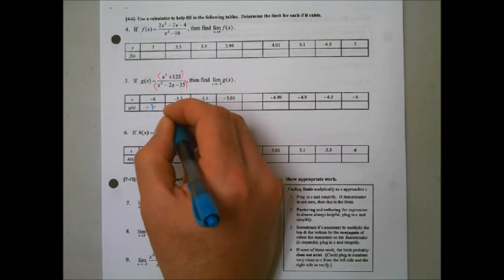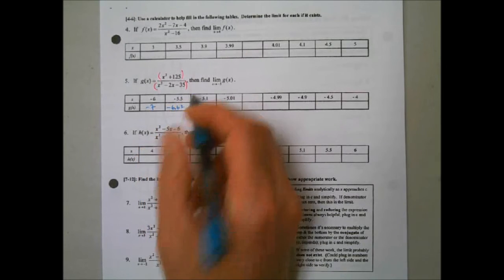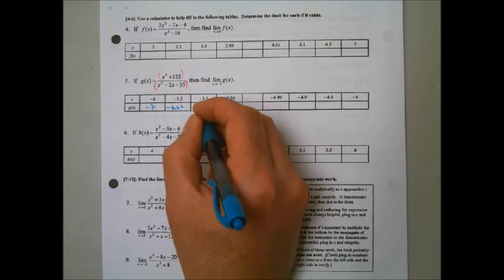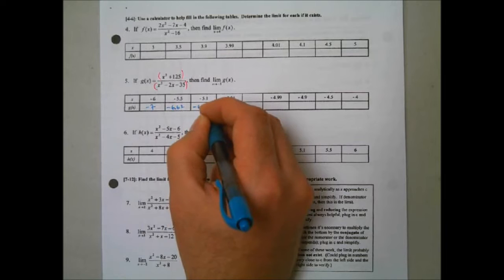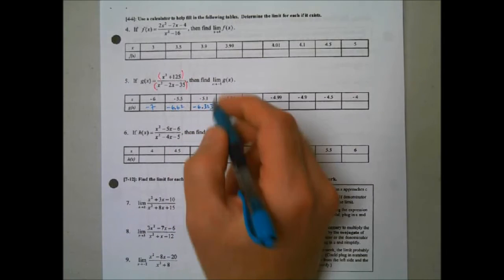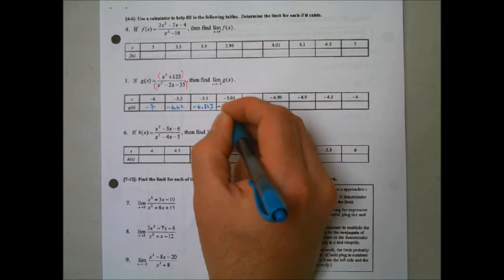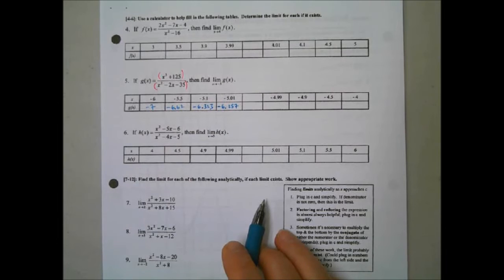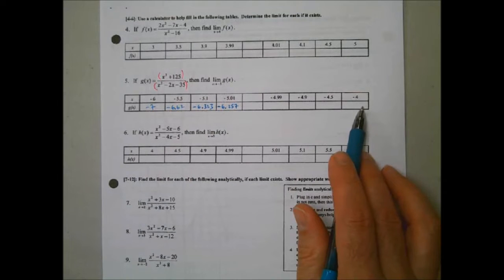Okay, so if I plug in -5.5, we get approximately -6.62. We plug in -5.1, we get approximately -6.323. We plug in -5.01, we get approximately -6.257.